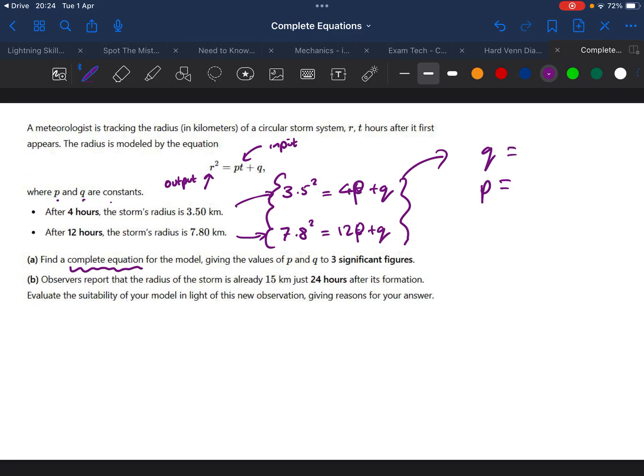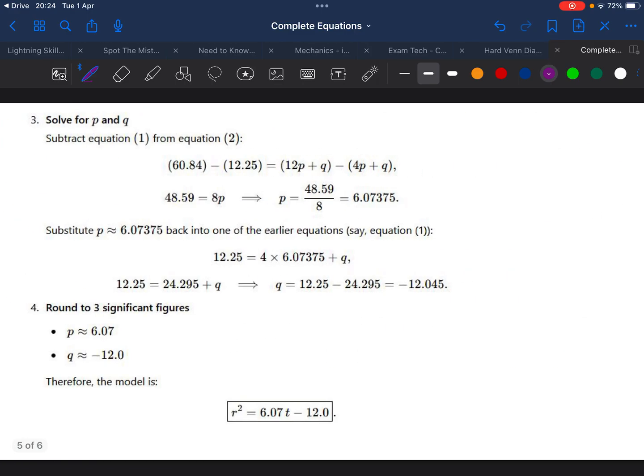Okay, so please don't fixate too much on the method. Of course, if you wanted to show that nice and easily, you could just do 7.8 squared equals 12p plus q, 3.5 squared equals 4p plus q. Subtract and write down what you would get, 8p equals, and so on. But if you do that, in the interest of time, your calculator should give you these values.